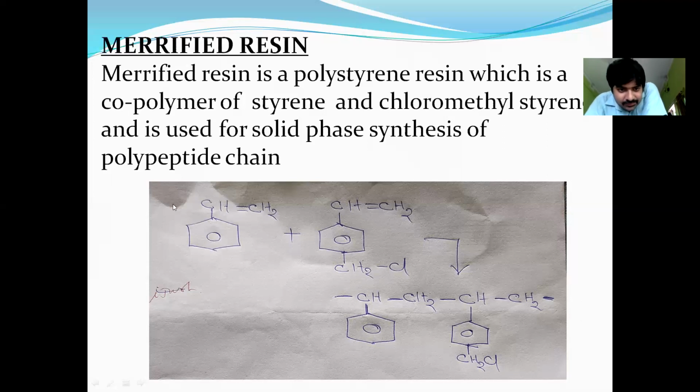So this is styrene and this is chloromethyl styrene, and this is the structure of Merrifield resin. এবার বাংলায় বলছি, এই মলিকুলটা হচ্ছে স্টাইরিন, এই মলিকুলটা হচ্ছে ক্লোরোমিথাইল স্টাইরিন। আর এই মলিকুলটা হচ্ছে স্টাইরিন, আর এই মলিকুলটা ক্লোরোমিথাইল স্টাইরিন। তাহলে কি হবে?